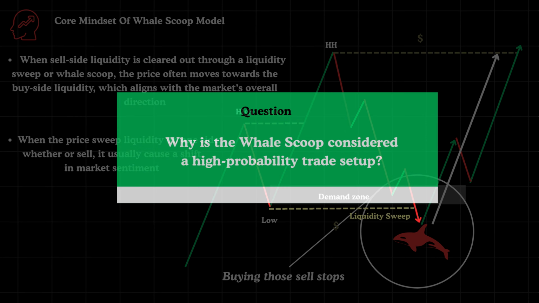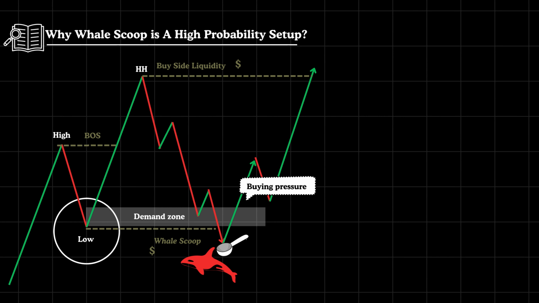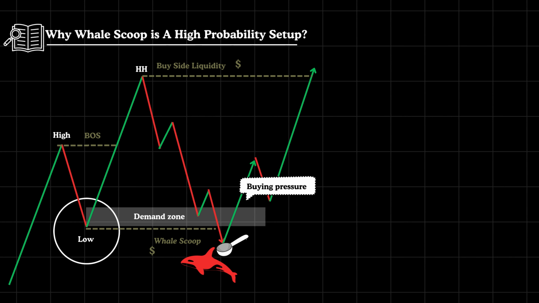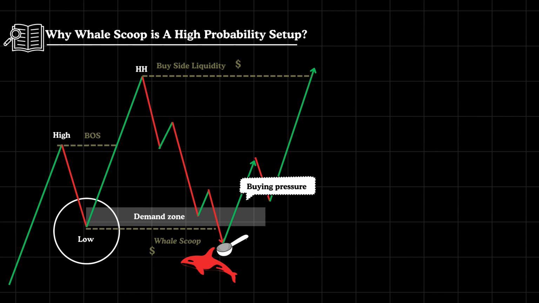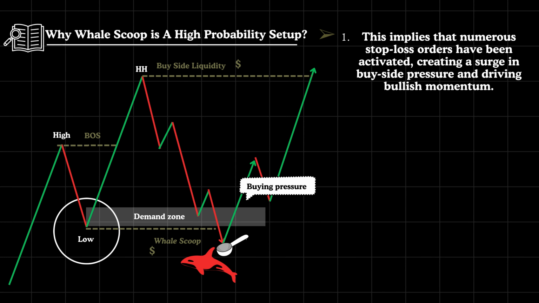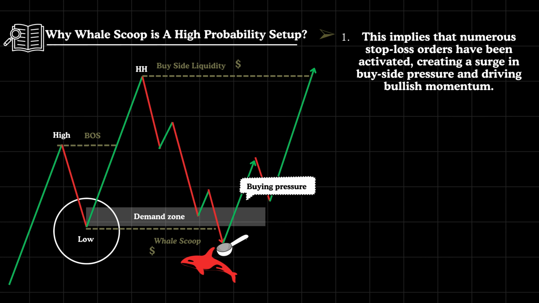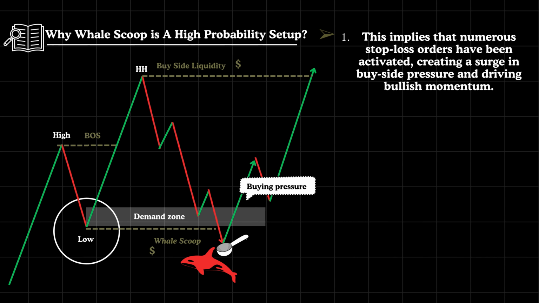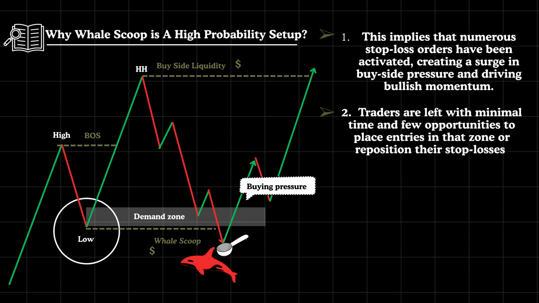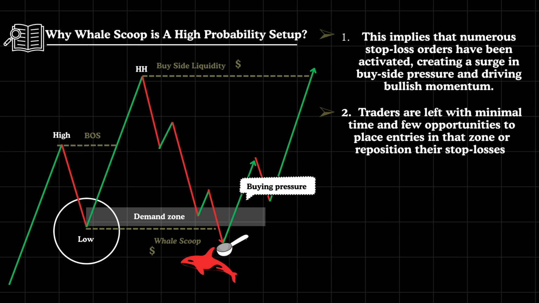So, why is the whale scoop considered a high-probability trade setup? In this context, we classify the pattern as a high-probability setup because the liquidity beneath the recent low has already been taken out. This implies that numerous stop-loss orders have been activated, creating a surge in buy-side pressure and driving bullish momentum. Due to this sharp shift, traders are left with minimal time and few opportunities to place entries in that zone or reposition their stop-losses below the lowest point of the latest whale scoop.